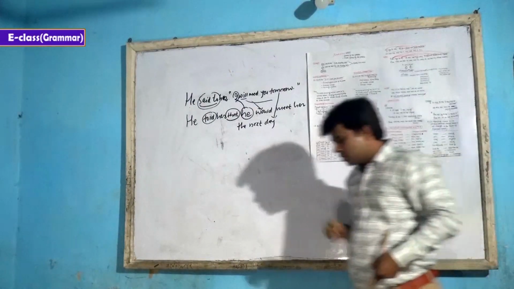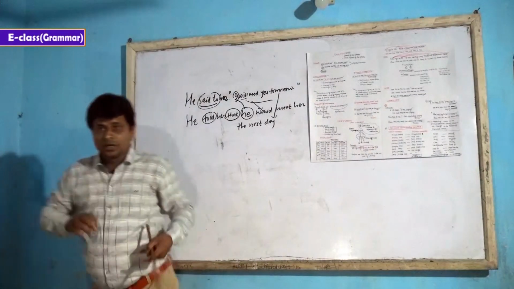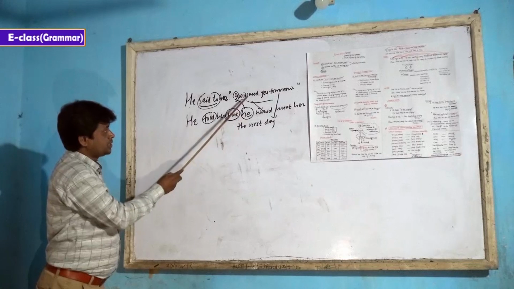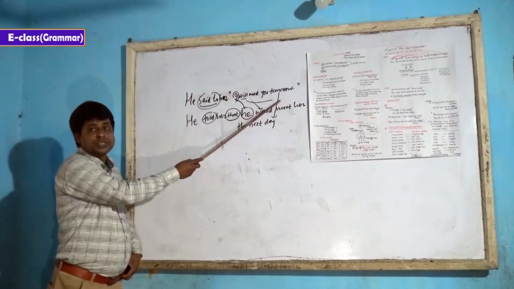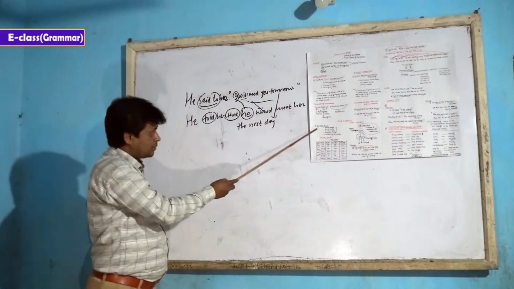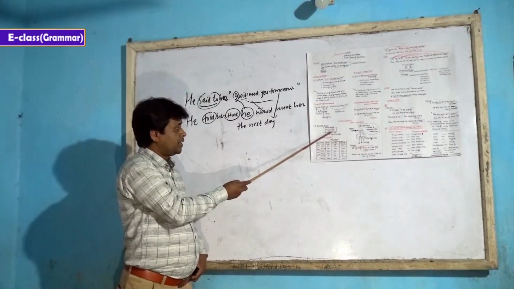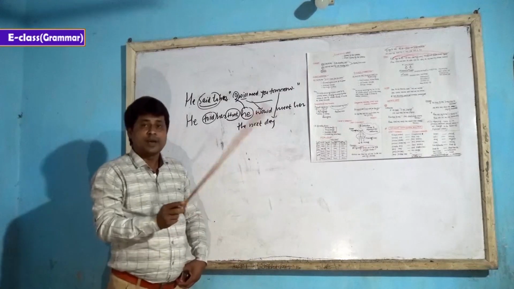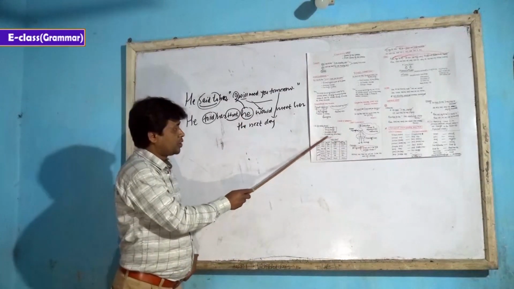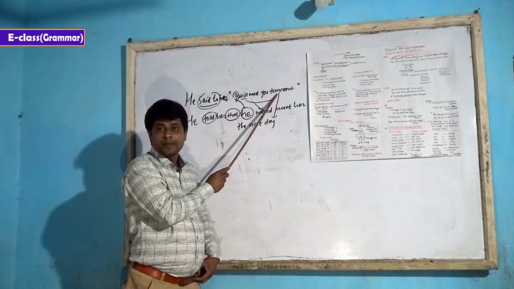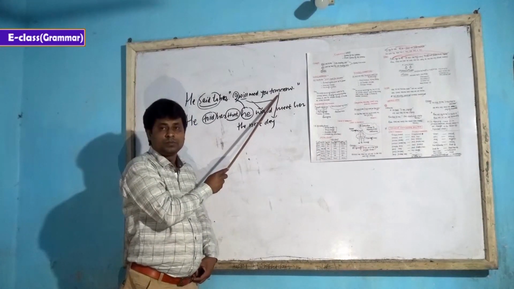So first, general rules. I have already told you, we'll talk about person change, tense change, and adverbial change. As is given here, general rules: person change, tense change, adverbial change, and one more I have added: vocative, clause, parenthesis change. Although it's not here, I'll talk about that too.